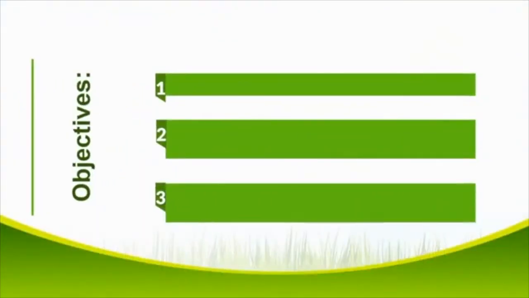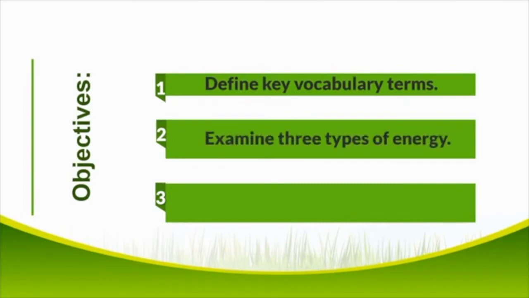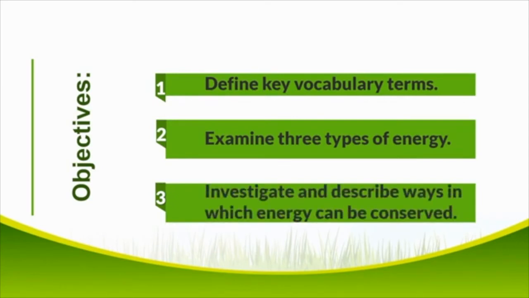At the end of this lesson, we should: 1. Define key vocabulary terms. 2. Examine 3 types of energy. And 3. Investigate and describe ways in which energy can be conserved.